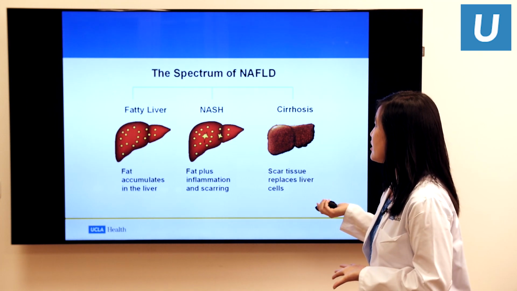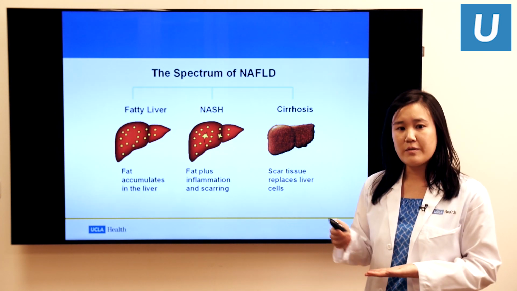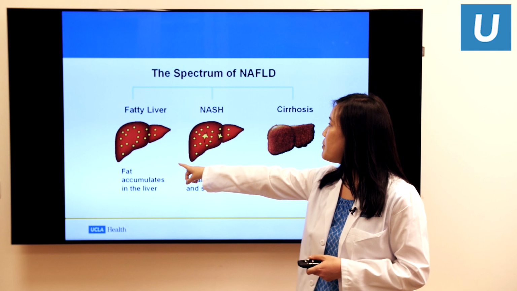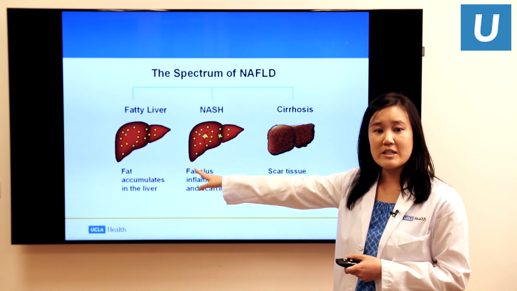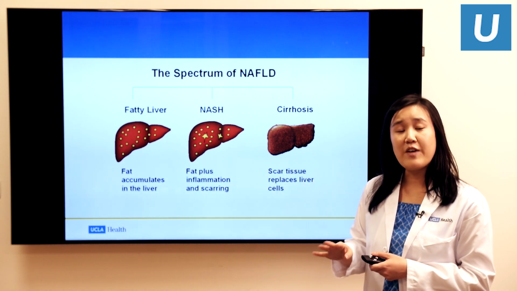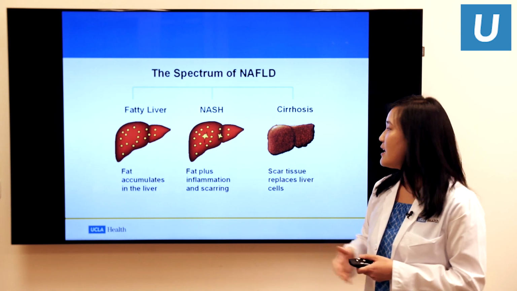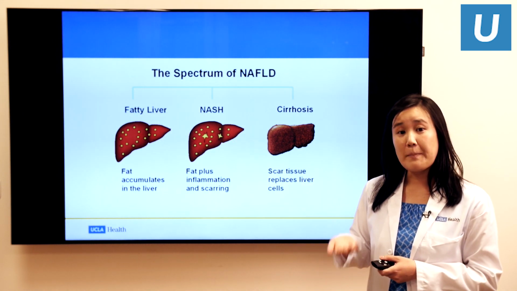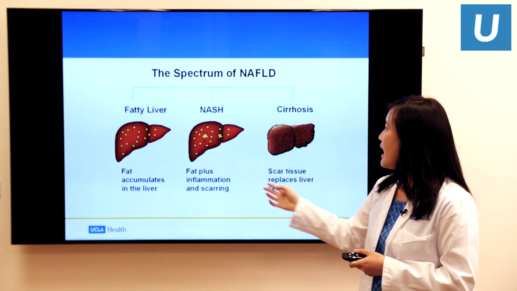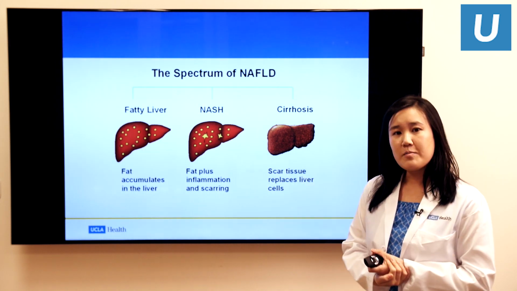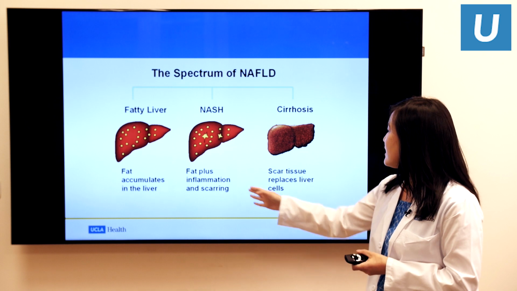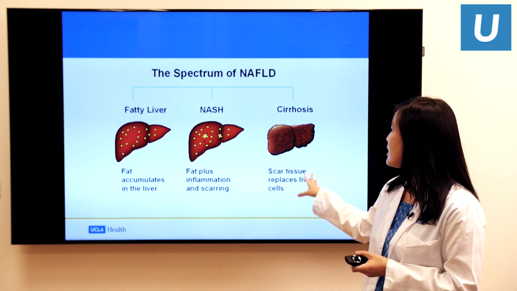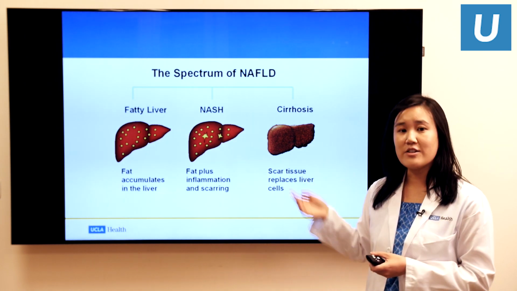So here's the spectrum of fatty liver in general. You start with simple steatosis, or just simple fatty liver with fat accumulation in the liver. This can progress to NASH, which is fat accumulation plus inflammation. Over time, if the inflammation is there, that can lead to complete scarring of the liver, also known as cirrhosis.